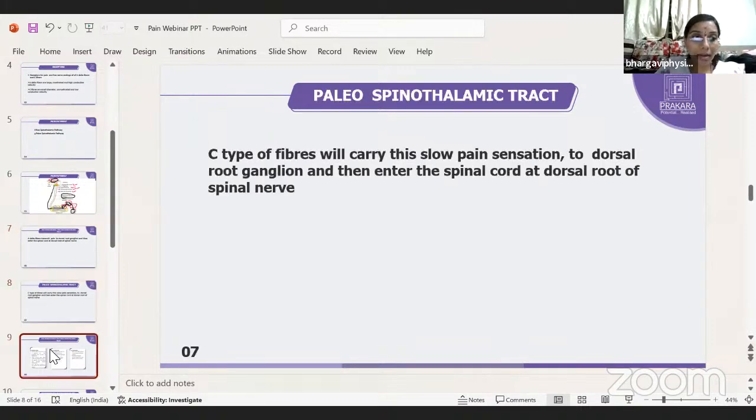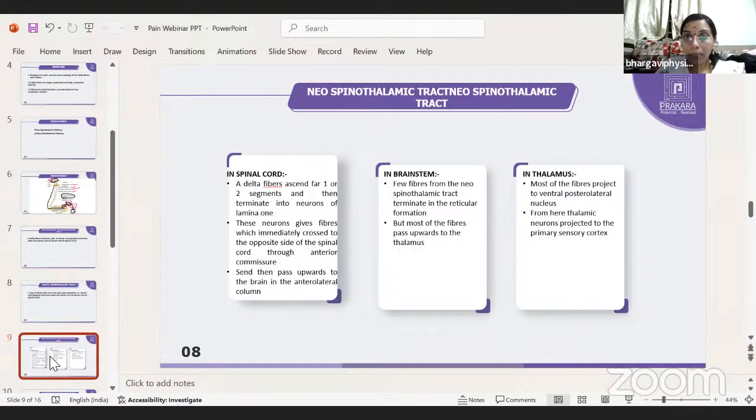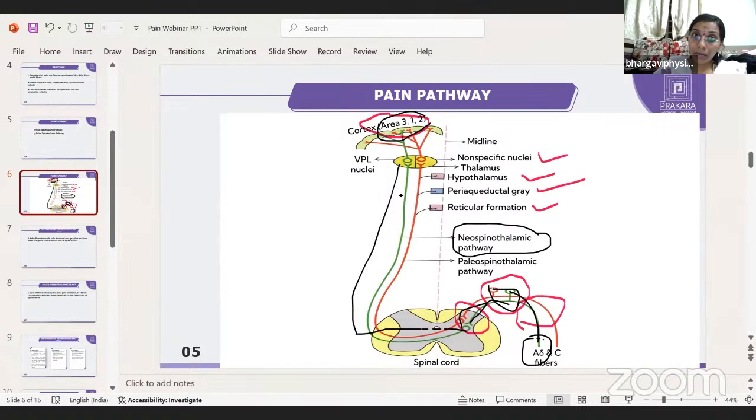So this is the content that I have explained till now. A few fibers from the neospinothalamic tract pathway, along with the 99% of fibers that terminate in the ventral posterolateral nucleus, a few fibers are going to reach the reticular formation. Because of that, whenever we get severe pain, we won't get sleep.